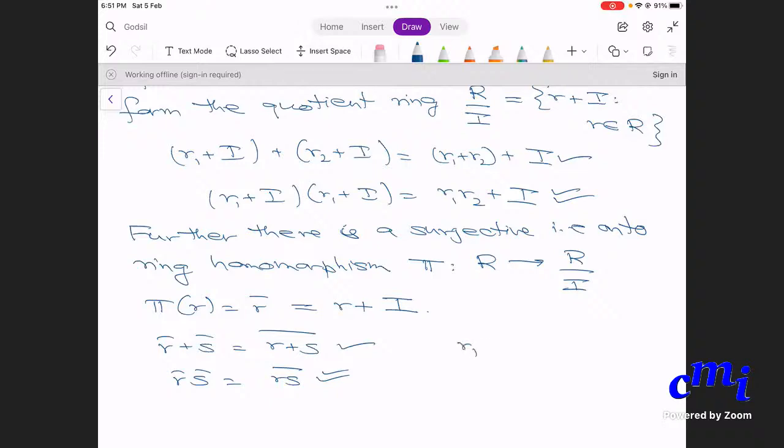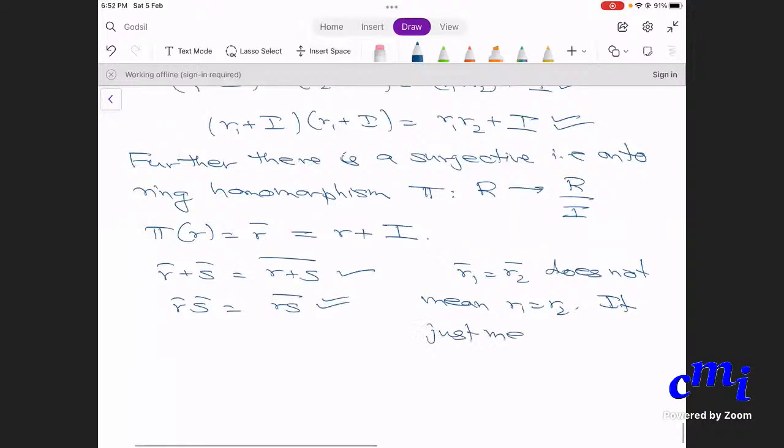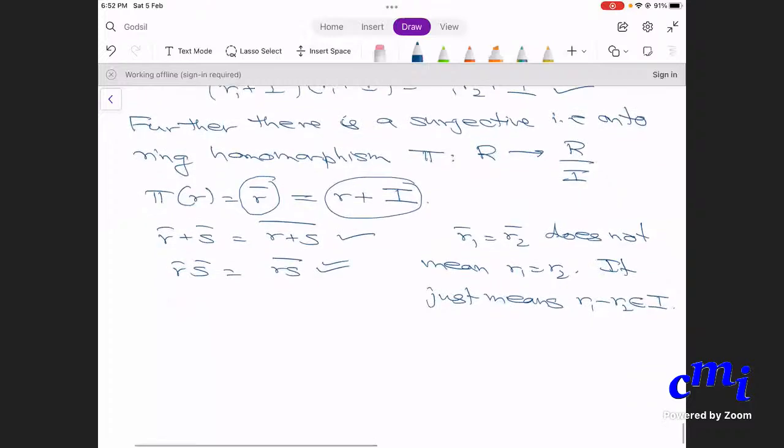Remember that r1 bar = r2 bar does not mean r1 = r2. It just means r1 − r2 belongs to I. All of this bar notation is in the context of one ring R and one ideal I. You fix this ring R and fix the ideal I. So when I say r1 bar equals r2 bar, I don't mean that r1 equals r2. It just means that the difference is in I, so the coset of r1 and the coset of r2 are the same. So r bar is just a different notation for the coset of r, and I will often use this bar notation. Okay. So there is a surjective ring homomorphism from R to R/I, usually denoted by π.